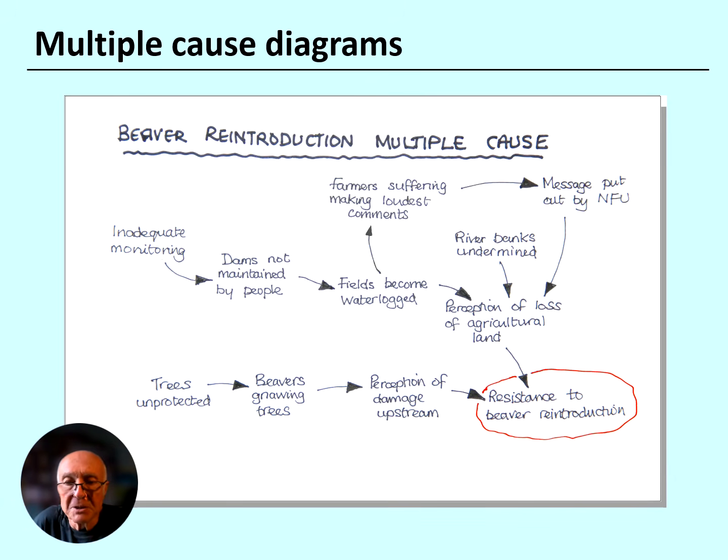I can add a bit more information. I can say that the perception of loss is because that's a message which is put out by the NFU. And why does that happen? That's because farmers who are suffering from the loss of agricultural land are complaining to the NFU. So I can carry on doing this, and this gives me more and more information about the multiple causes to any particular situation. And always in a complex situation, we will have more than one cause. We will never have a single root cause, which is what the old root cause analysis process often makes us believe.